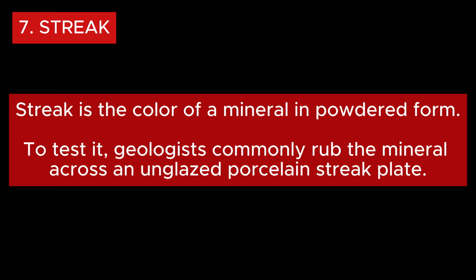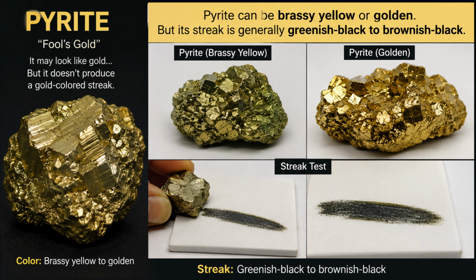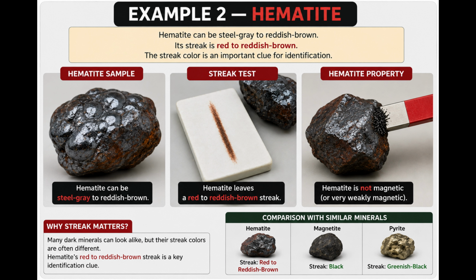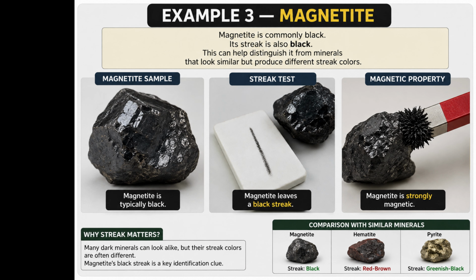Example: pyrite. Pyrite can be bright yellow or golden, but its streak is generally greenish black to brownish black. It may look like gold, but does not produce a gold-colored streak. Example 2 is hematite. Hematite can appear blackish gray or metallic gray, but the streak is typically reddish brown to red. This is an extremely useful diagnostic property. The example is magnetite. Magnetite is commonly black. Its streak is also black.